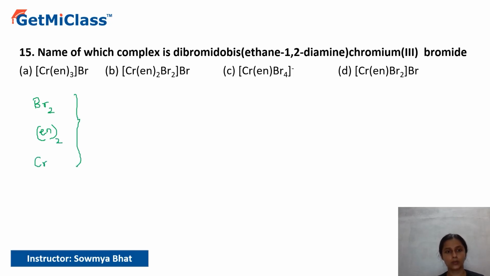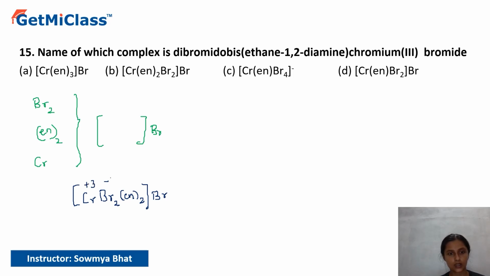So these should be present inside the coordination sphere. And the counter ion would be bromide. So when we write the formula of the complex, we are going to get Cr, and bromine is the first ligand, bromido, and ethane-1,2-diamine is the next ligand, and we have the formula Br, and the charge here is +3, the charge here is -1, and the charge on this is 0, and the charge on this would be -1.